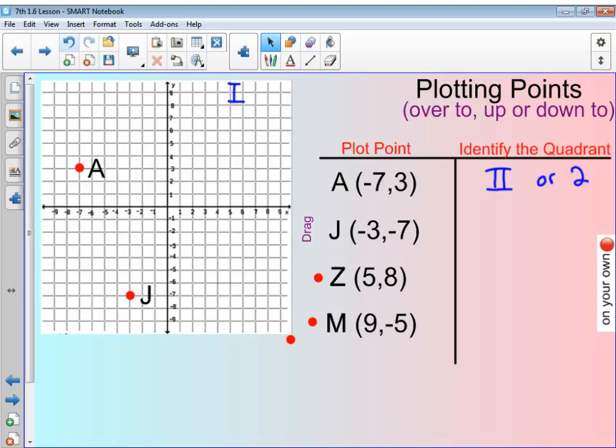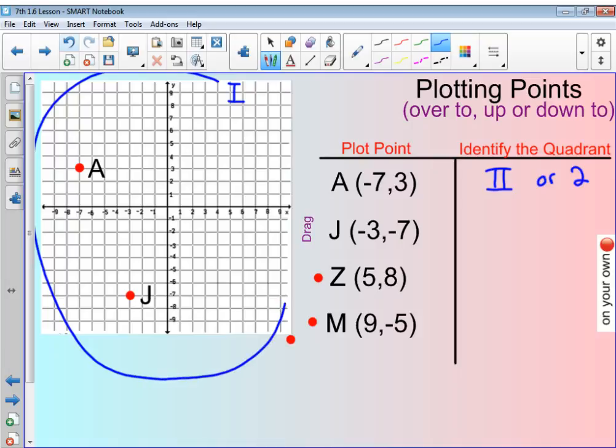So if we started up here as 1 and we work counterclockwise, okay, what quadrant would that be? Well, it would be quadrant 3. Or you could just write the number 3.